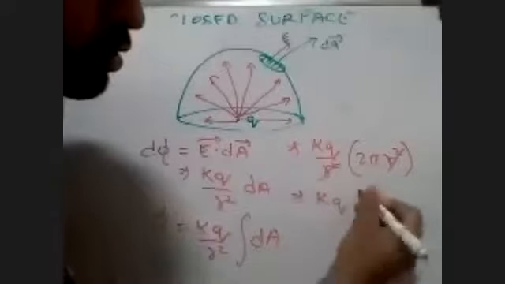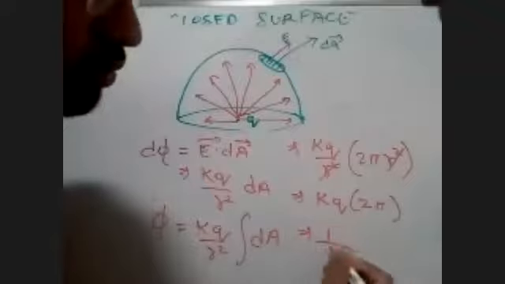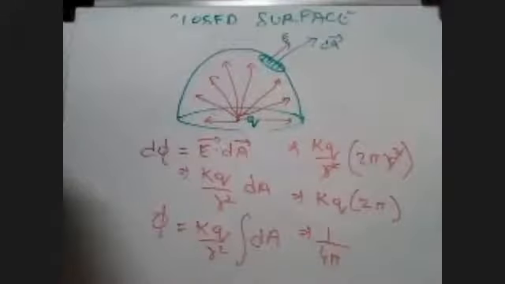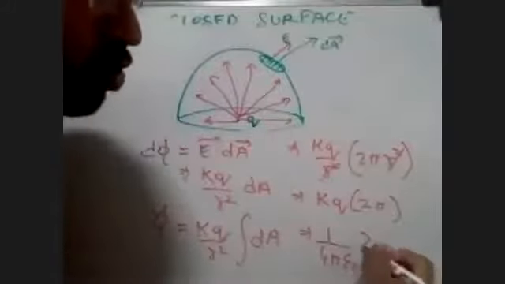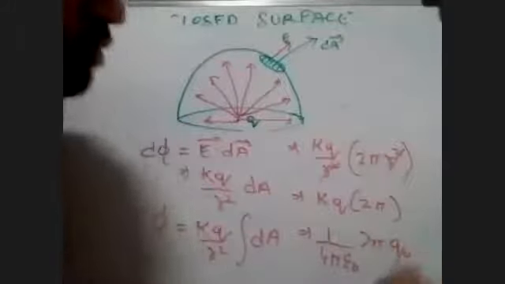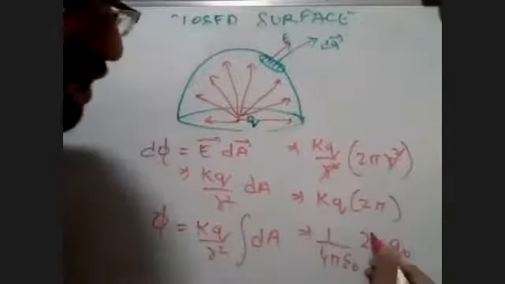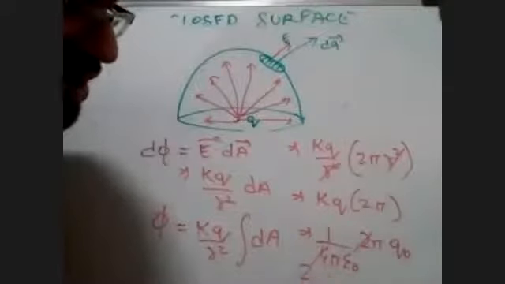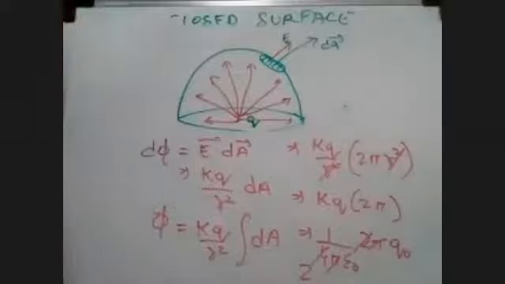What you'll get? KQ 2 pi. What was K? K is 1 upon 4 pi epsilon naught. So it will be 2 pi Q upon 4 pi epsilon naught, that is Q upon 2 epsilon naught. Final answer. Those who don't know, look here: 2, and this gets cut. Pi and pi get cut. What remains is Q upon 2 epsilon naught. I'll remove this. Wait 1 minute.